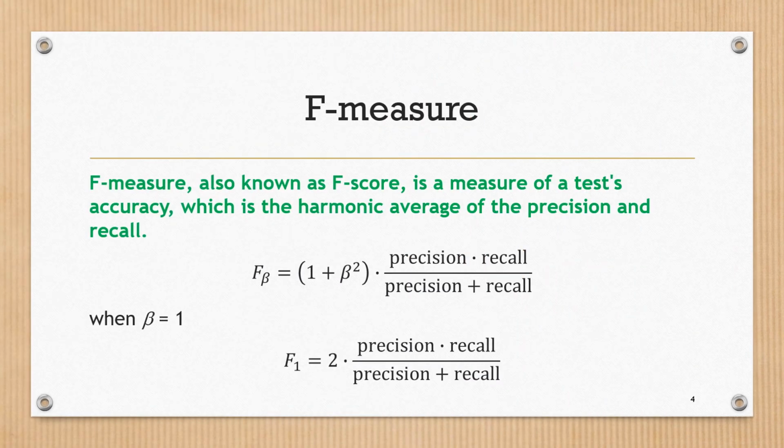F-measure, also known as F-score, is a measure that considers both precision and recall. The F-measure is defined as the harmonic average of precision and recall, which produces a single measure between 0% and 100%. A higher F-measure indicates better performance.